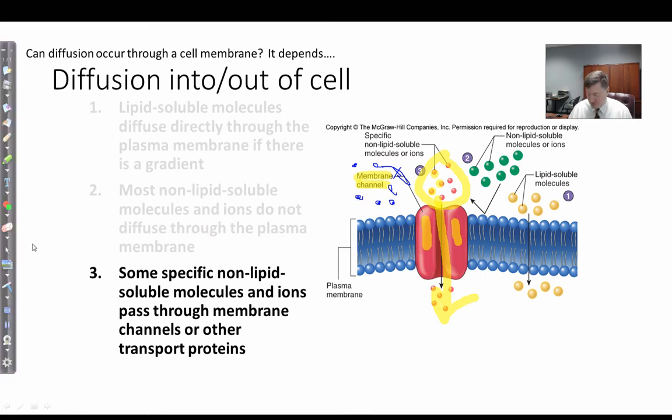We do have a term for this though. Since this protein is helping them move through here, we call this facilitated diffusion. Facilitated means to assist. So these proteins in the membrane may allow some diffusion to occur. This is facilitated diffusion.